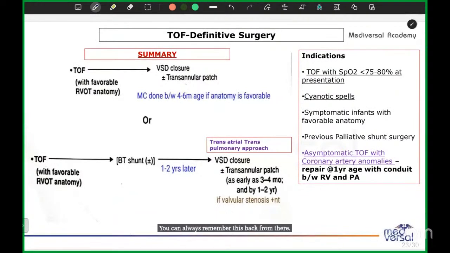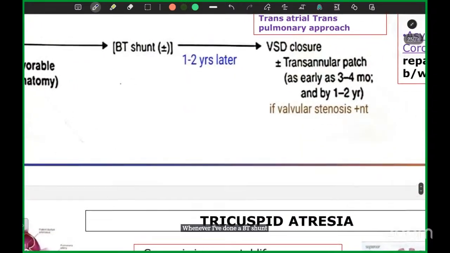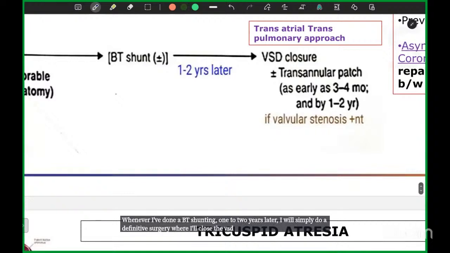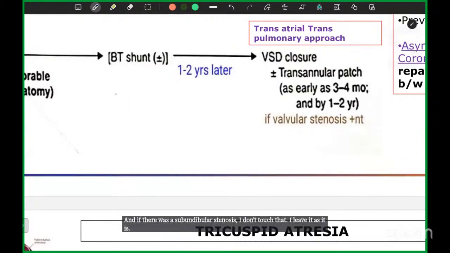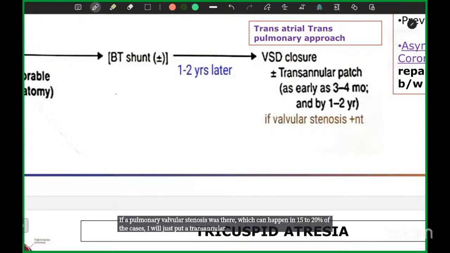So after this emergency BT shunt, I really need to look back now at a definitive surgery. Whenever I've done a BT shunting, 1 to 2 years later, I will simply do a definitive surgery where I'll close the VSD. And if there was a subinfundibular stenosis, I don't touch that. I leave it as it is. If a pulmonary valvular stenosis was there, which can happen in 15 to 20% of the cases, I will just put a transannular patch and close that valvular stenosis.